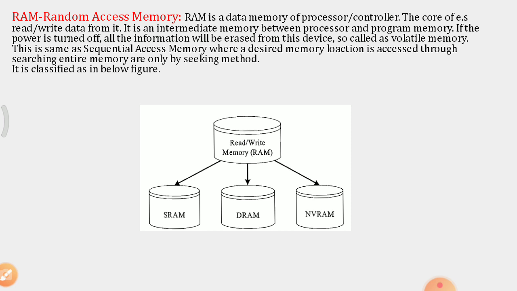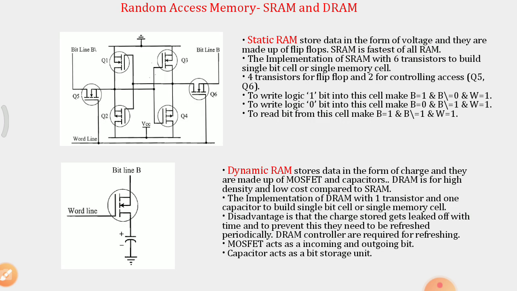This is the same as sequential access memory. That is, sequential access memory is like a CD-ROM, where a desired memory location is accessed through searching the entire memory or only by a seeking method. So it is classified as in the figure below. RAM is classified into SRAM, DRAM and NVRAM. Here the NVRAM is the same as what we have seen above in the ROM types. So, SRAM and DRAM.